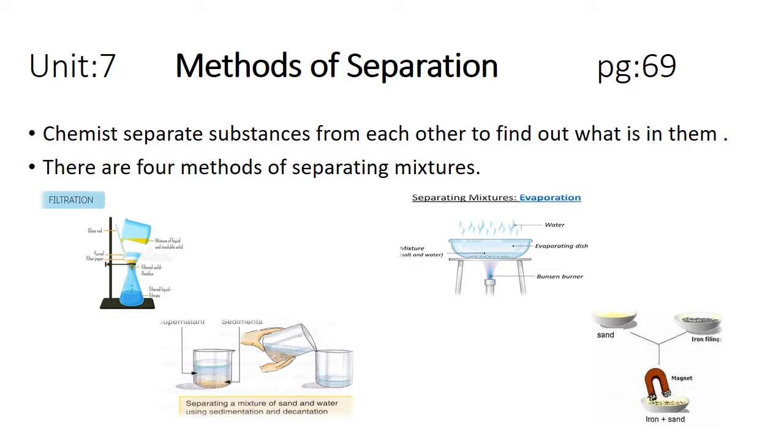So basically this is the review of the chapter. In the earlier topic we studied that chemists usually have different methods to separate the substances to see how a mixture is made, what are the substances present in a mixture. So there are basically four methods. One is filtration, second is sedimentation and decantation, third is evaporation, and fourth is magnetic method of separation.